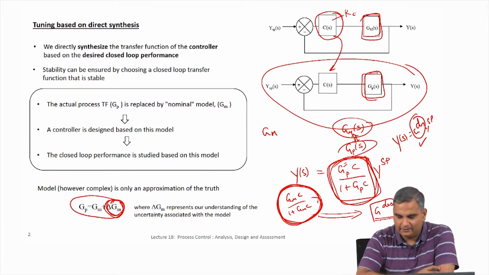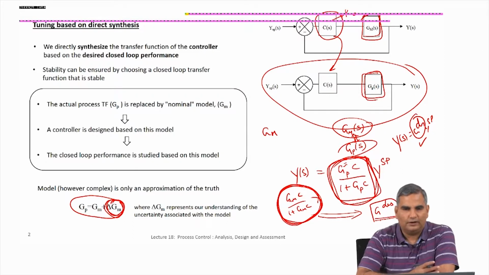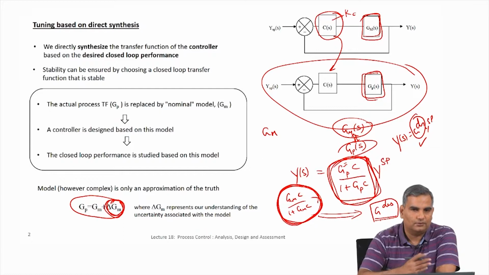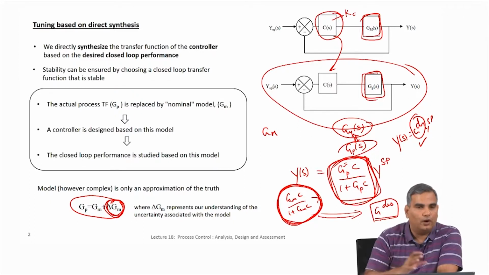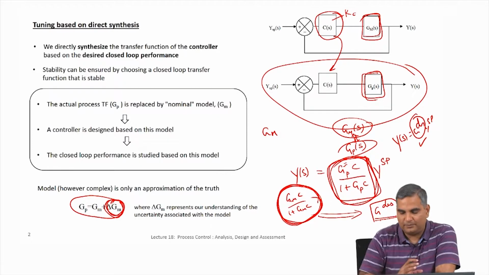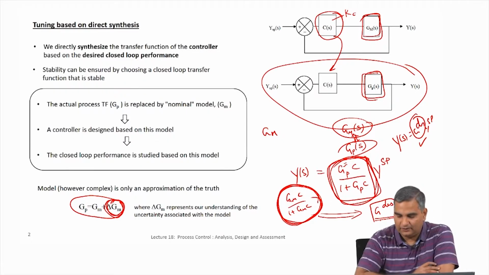Nonetheless, there are certain disadvantages in the sense that you are going to choose a G desired and you really do not know what is the limit of your performance. At least in Ziegler-Nichols tuning, you are pushing yourself to the limit, so you know what is the best performance that you can get. Here there is a notion of what you want, which might not really be anywhere close to the best performance that you can get. So, that is one general conceptual idea that you have to keep in mind.